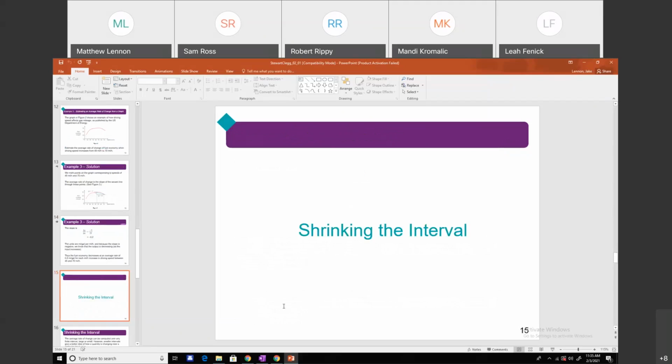Okay, so shrinking the interval, this is going to be the idea. And it's really the same idea. Like I mentioned, you can zoom in on any curve enough and you'll end up getting something that looks like a line. Why don't we just see that on Desmos real quick?